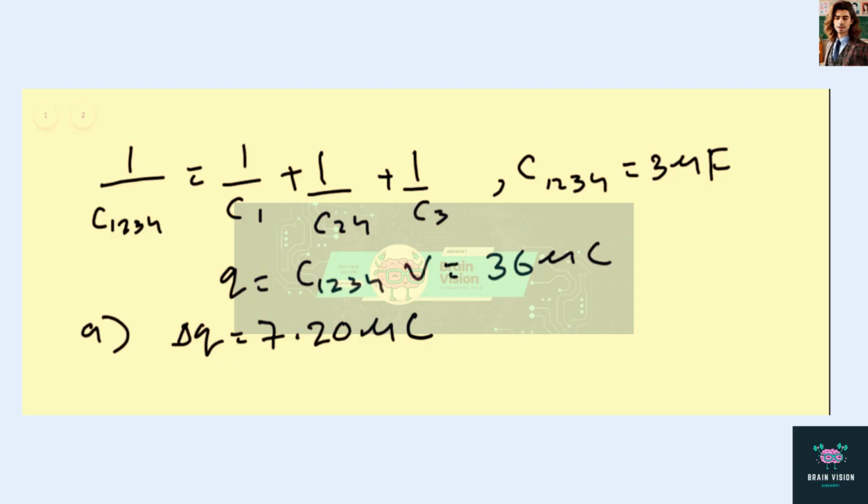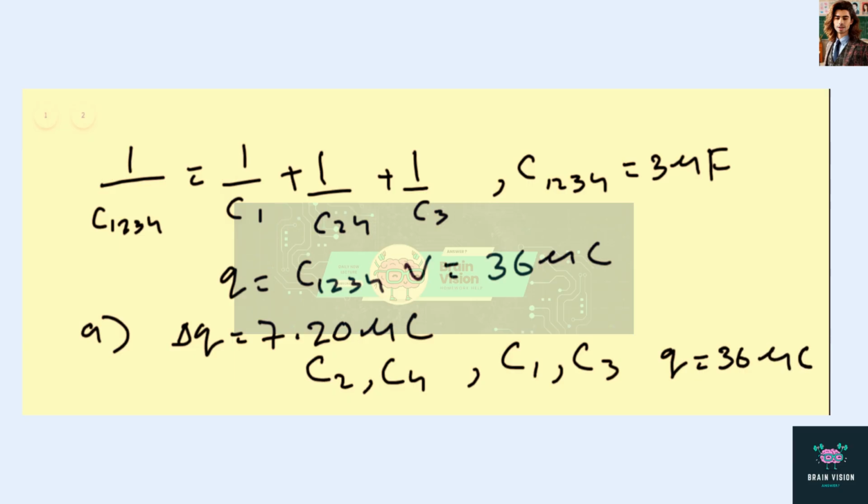For part B of the problem, the capacitor C24, which we imagine to replace the parallel pair, which are C2 and C4, is in series with C1 and C3, and thus also has a final charge Q is equal to 36 microcoulomb found above.